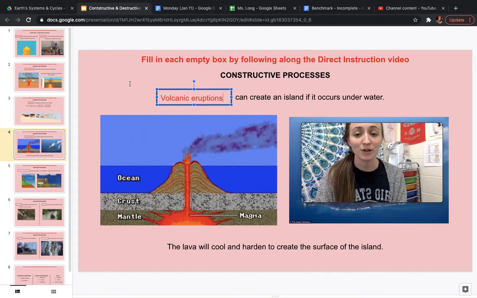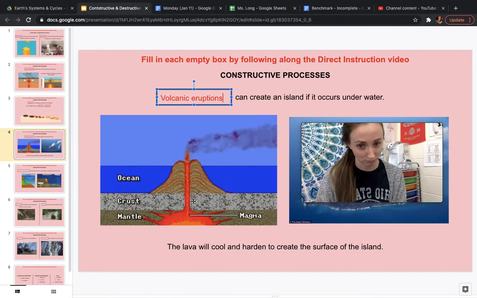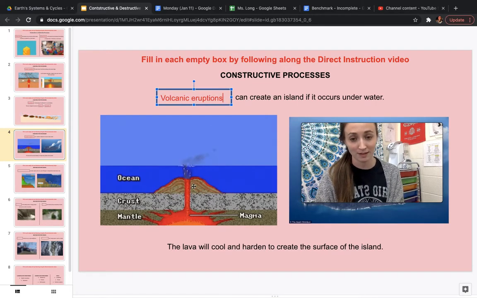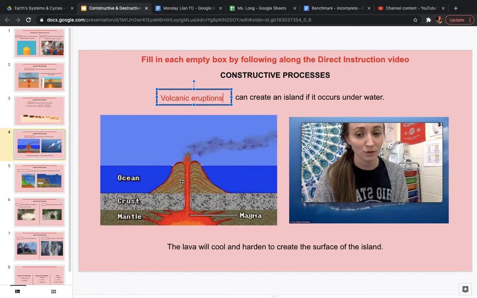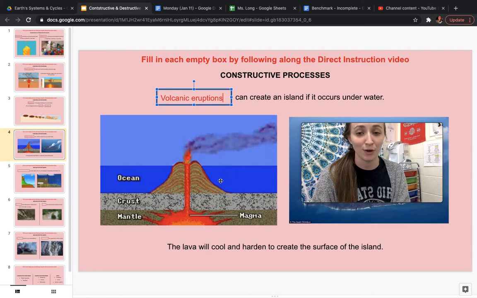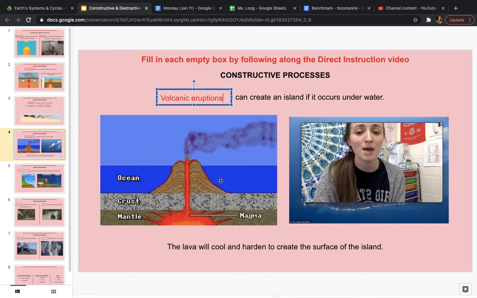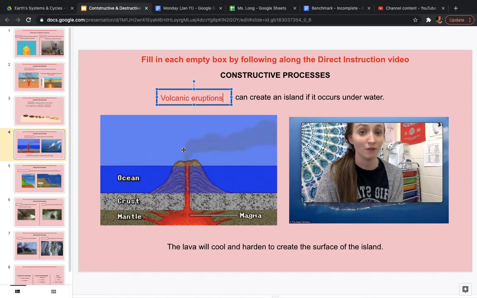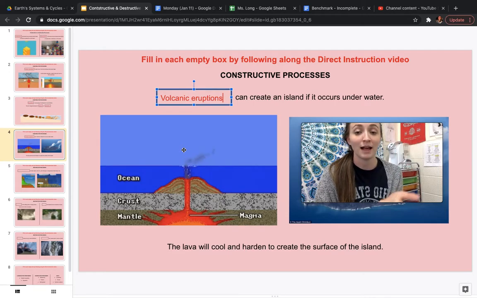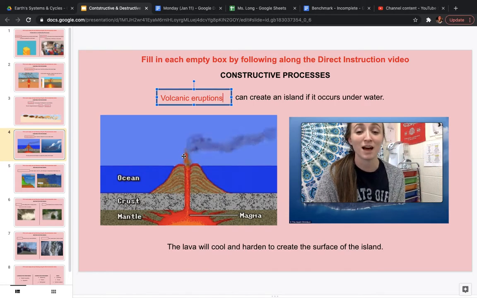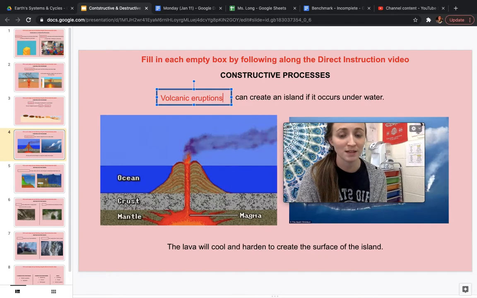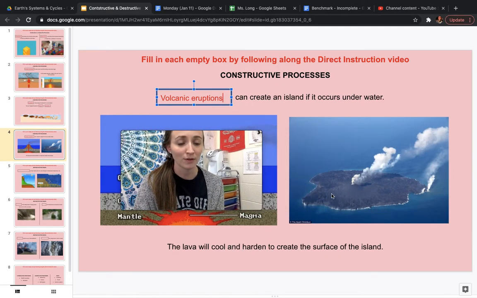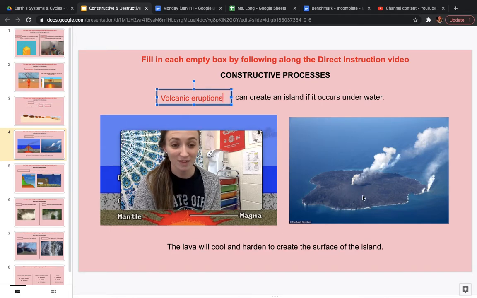So if you have a volcano that is underwater, maybe you didn't know that could happen, but it's true. So if we're under the ocean and we have a volcano and it erupts, so that magma turns into lava because it's now out of the earth, that lava comes up, that lava can cool and harden to form new rocks. So if it's underwater, that volcano is going to turn into an island. I know, think about it.